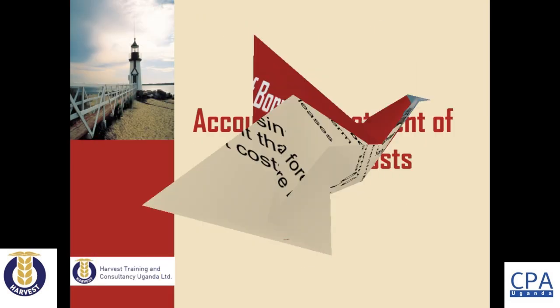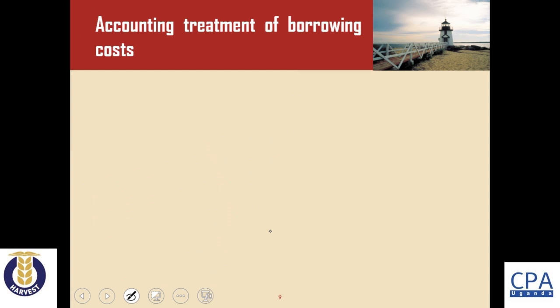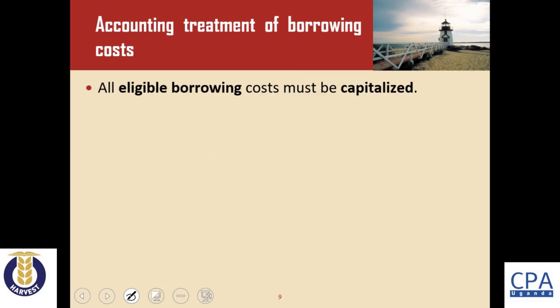Alright, so after understanding clearly the examples of borrowing costs and what borrowing costs mean here, we move into the accounting treatment of borrowing costs. What does IAS 23 have for us in store? So in the slide we are saying all eligible borrowing costs must be capitalized. Okay, IAS 23 requires that only those eligible borrowing costs should be capitalized as the cost of that asset.